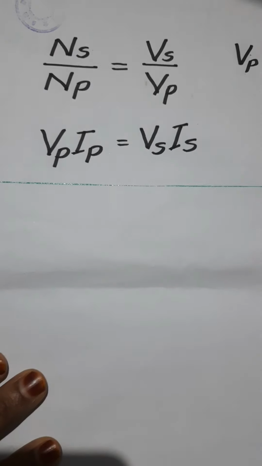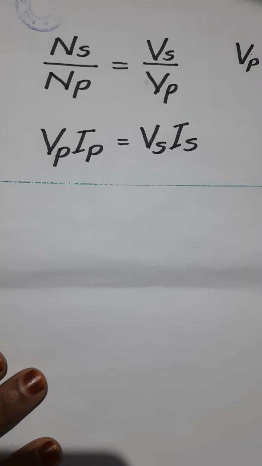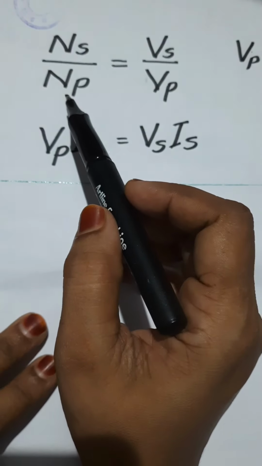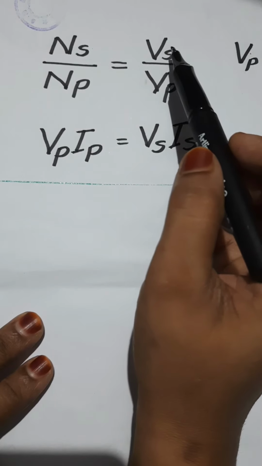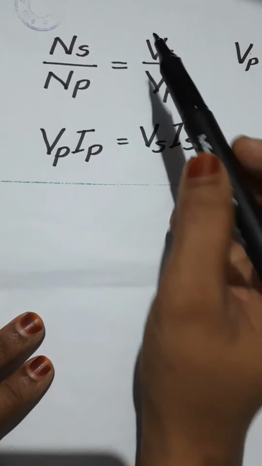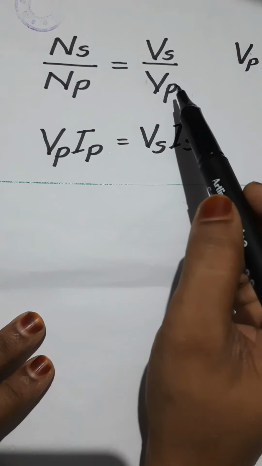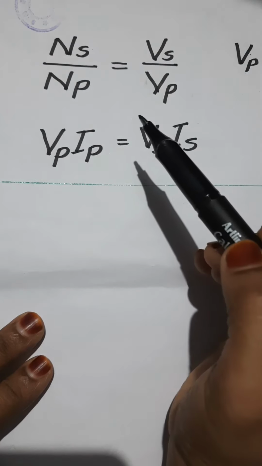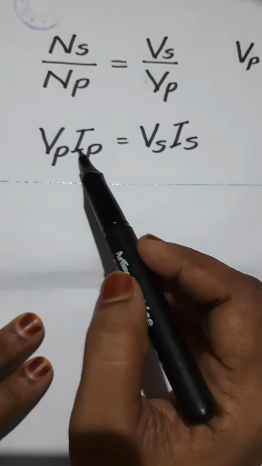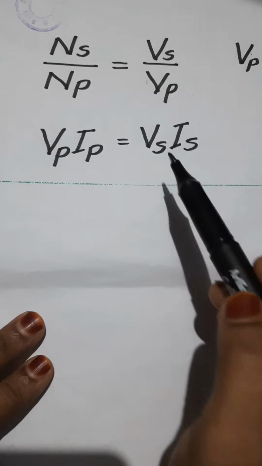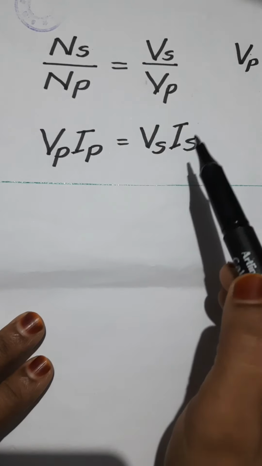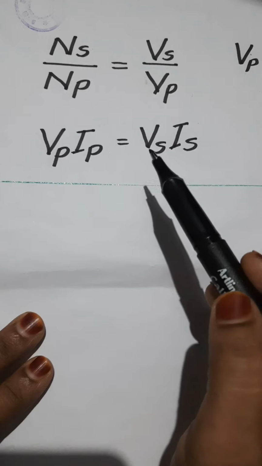Let us solve problems related to transformer. We have Ns, number of turns in secondary, Np, number of turns in primary, Vs, voltage in secondary or output voltage, Vp, voltage in primary or input voltage, and Ip, current in primary, Is, current in secondary are the terms used in the equations.